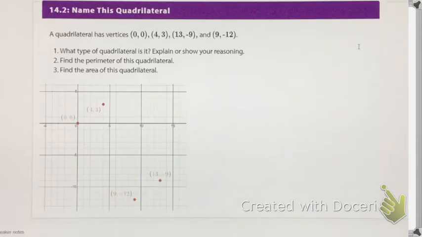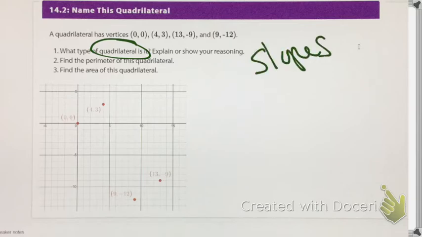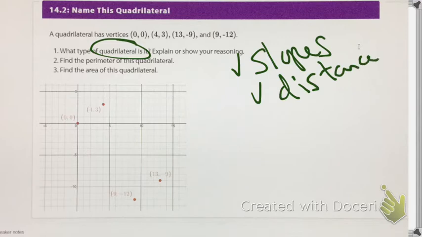Let's cut to the chase here. Here's a quadrilateral. It's got vertices 0, 0, 4, 3, 13, negative 9, and 9, negative 12. It's all about the slopes, and it's all about the distances. So if we want to find out what type of quadrilateral it is, we need to know the slopes. And we need to know the side lengths, or what we call distances. So we're using Pythagorean, we're using the distance formula, but we want to know the slopes and the distances.